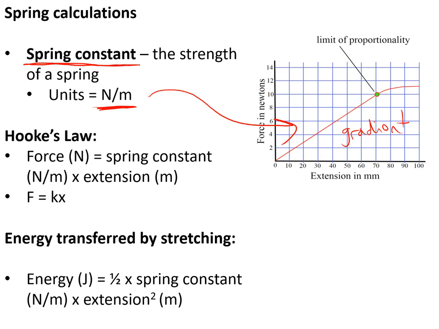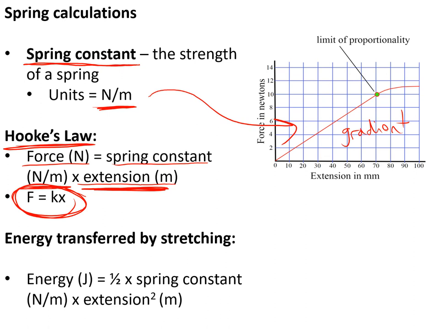This leads us on to something called Hooke's law. Hooke's law is an equation that lets us understand the relationship between the force put into a spring and its extension. And it's really simple. It just says force equals the spring constant times the extension, also written as F equals kx. So if you've got a bigger spring constant, you're going to need a bigger force to stretch it. And if you want a bigger extension, you're also going to need a bigger force to stretch it.